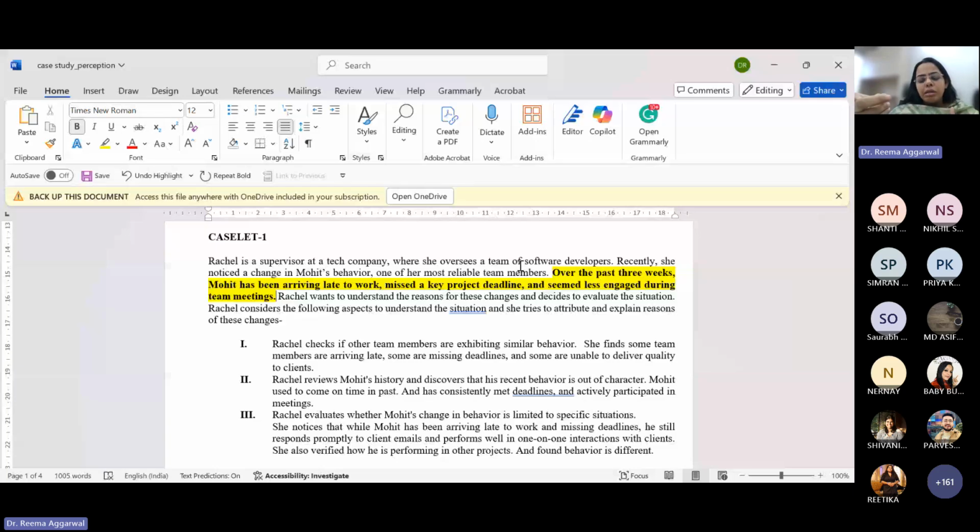वो ऐसा क्यों कर रही है? If she will know that it is happening because of internal factor, उसका decision अलग होगा उसके बारे में. If she comes to know that this is because of some external reason, then उसका decision अलग होगा, right? So this is very important that you should understand. What does attribution theory mean? आप किसी behavior को attribute कर रहे हो. In this case study, the behavior that is being attributed is that Mohit is coming late.